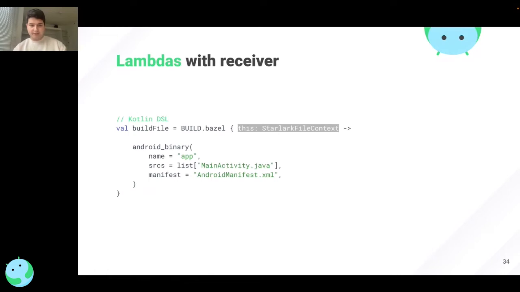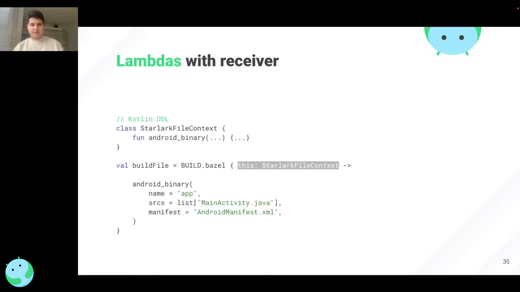So when we get back to the DSL, after build.bazel we have those curly brackets, and usually IntelliJ IDEA will show us a hint that in this case we are inside of the context of StarlarkFileContext, and every property, every function, and every extension function defined there, we'll be able to use inside of these curly brackets, like first-class citizens. So for example, if we have this android_binary function defined in the Starlark file context, this means that inside of this DSL context, we'll be able to just use this function like a top-level function without any prefix.